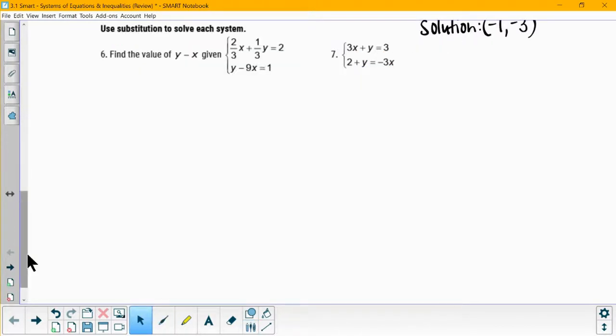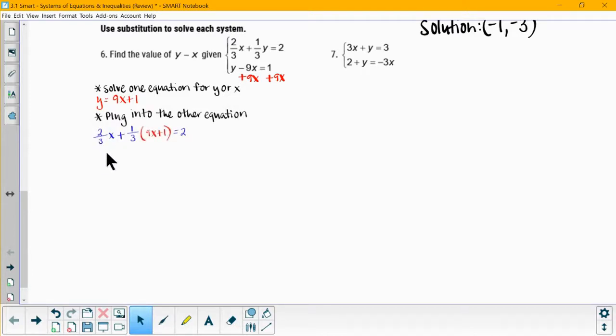Now we're going to use substitution to solve each system. So I do include instructions here. You do not have to write them down if it is something you are comfortable with. Our first step is going to be to solve one equation for y or x. Now, in our system, I already have a singular y, so that's what I'm going to solve for. So I added 9x to both sides of the equation, which is going to give me y equals 9x plus 1. My next step is going to be plugging into the other equation.